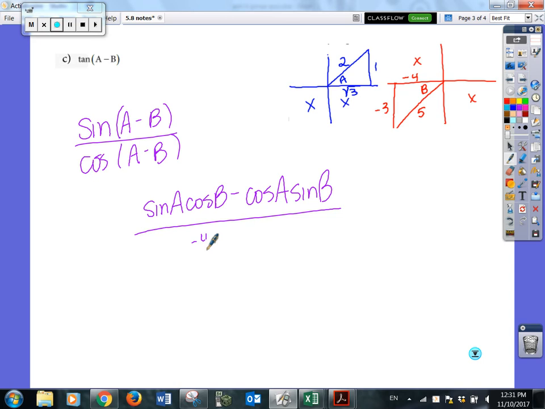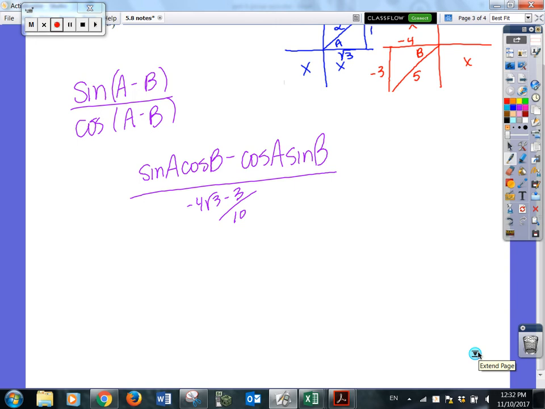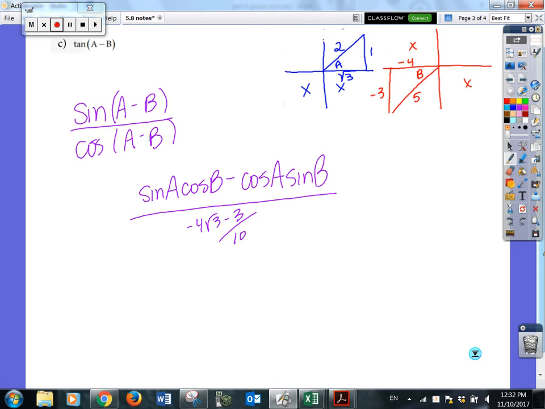We just found -4√3 minus 3 over 10. We already know our denominator. If this had been a plus sign, then our numerator would have been our letter A that we just found. All right, so now again, we're just going to use our triangle up here to fill everything in.